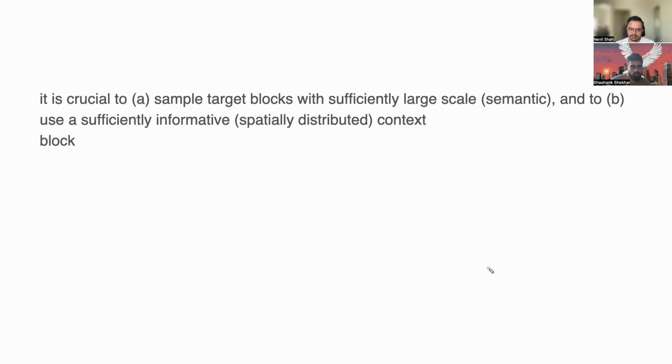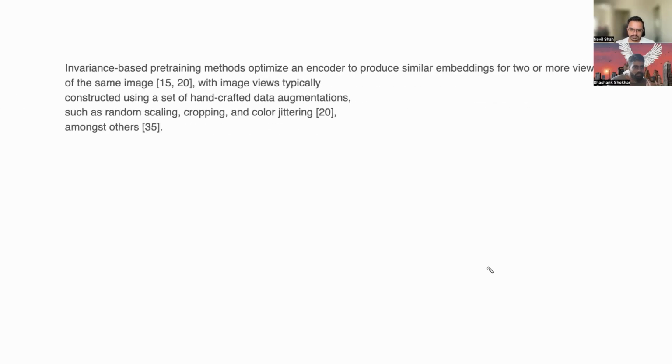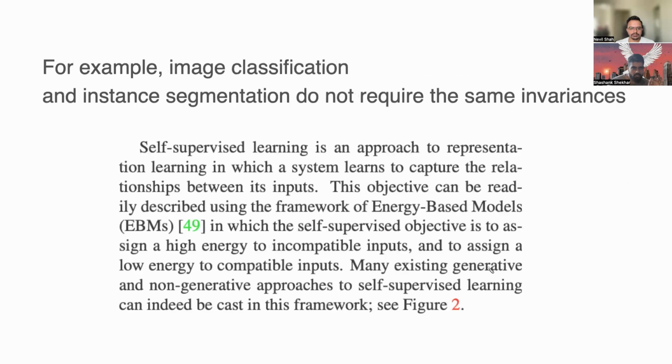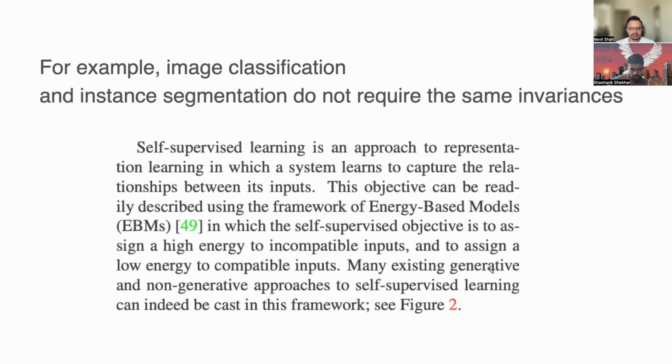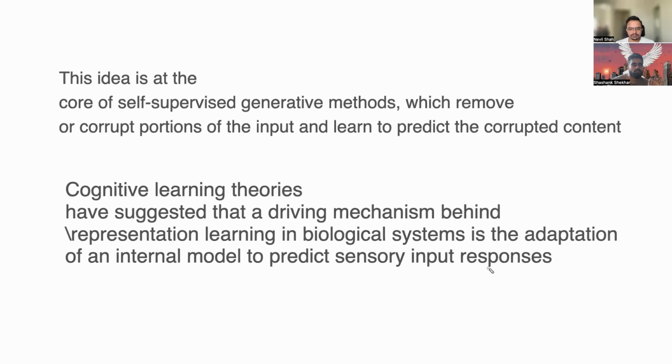Okay. So this is just a note, we can skip this. I think here this snippet would help. They talk about different techniques. Just like you mentioned, in generative, the core idea of generative methods is to remove or corrupt portions of the input and learn to predict the corrupted content. So exactly what you said.